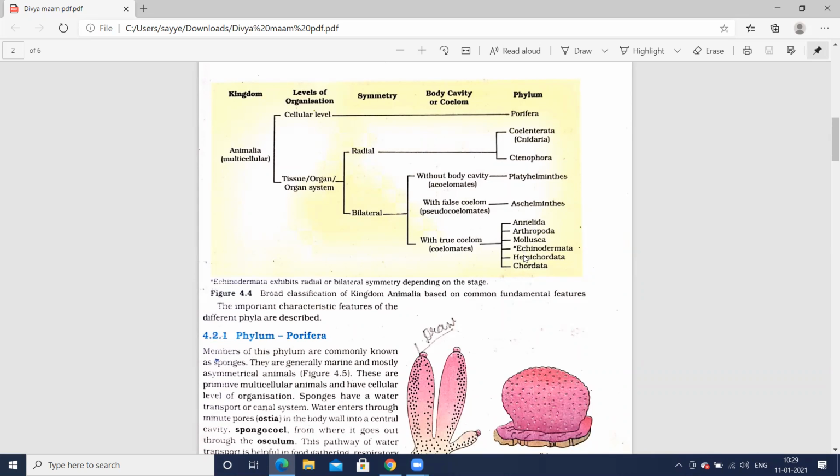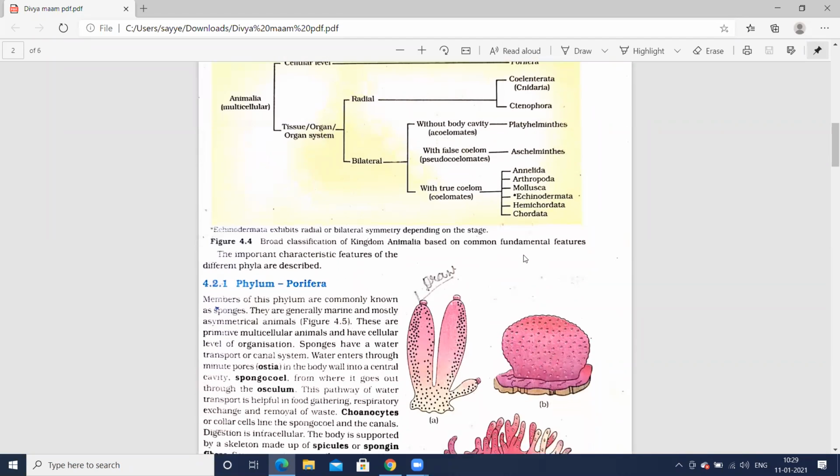We have divided the level of organization into only two levels. The simplest level is the cellular level. Which phylum will you include in the cellular level? Porifera. If I talk about symmetry, then radial symmetry, I can put two phyla. Which are the two phyla? Coelenterata and Ctenophora. In bilateral symmetry, the acoelomates, which is the phylum? Platyhelminthes. The class is about to get over.